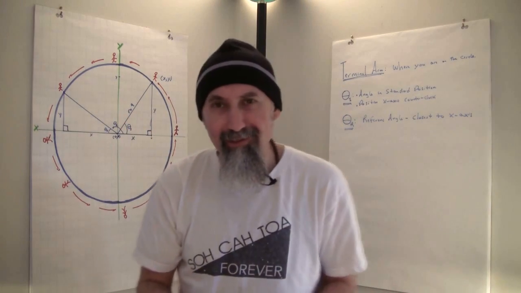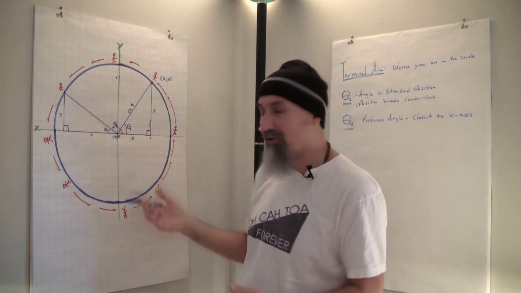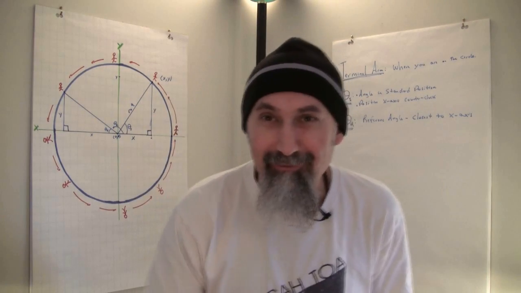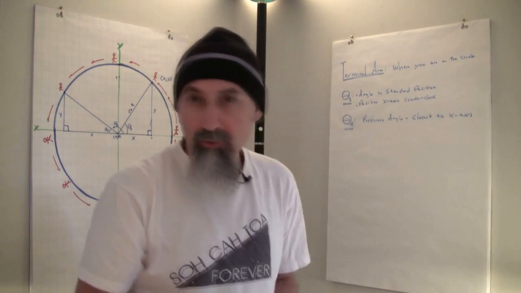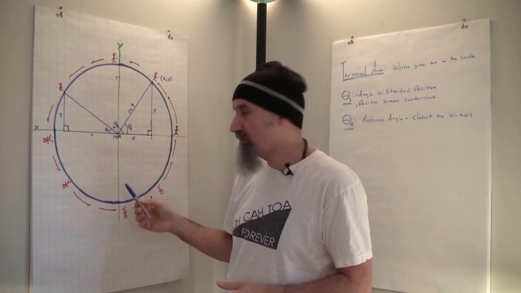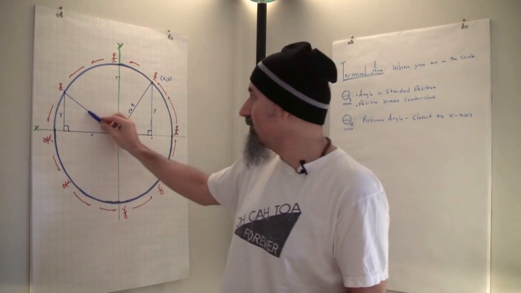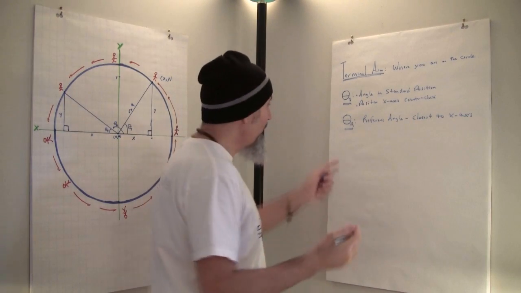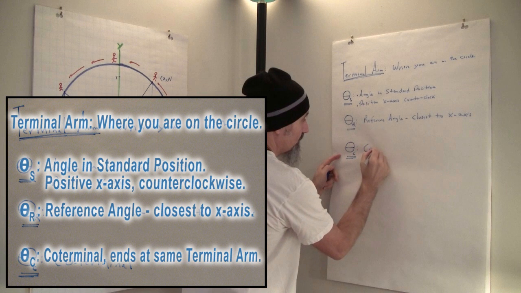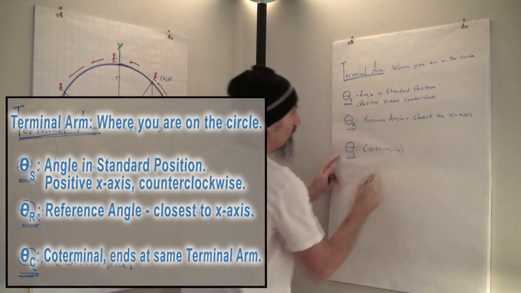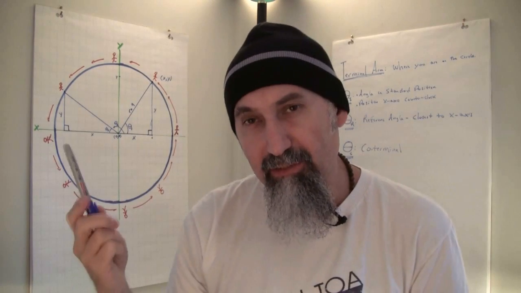It continuously repeats. If you think of a wheel going around and around, it passes the same point multiple times. On your car, you have RPM, revolutions per minute, or whatever the terminology is. That's basically telling you that you're going around a certain number of times per second or per minute. So there's another term that we have to learn when it comes to circles: coterminal angle. Coterminal means any other angle that gets you to the same location. And we're going to call that theta C. So these are the four words that you really have to learn.